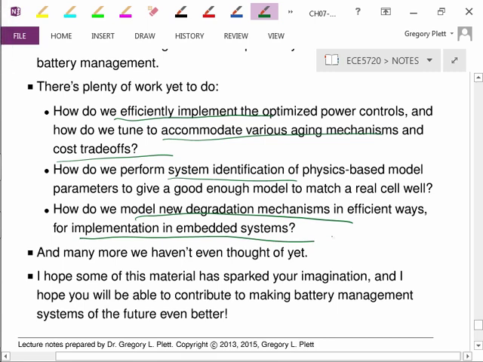So over the course of the battery modeling topics and the battery controls topics, I hope your imagination has really been excited and that you have some ideas to explore, and that over time you can help in making the battery management systems of the future even better.